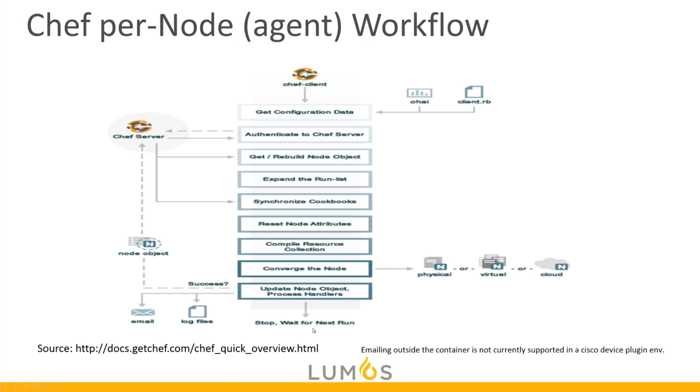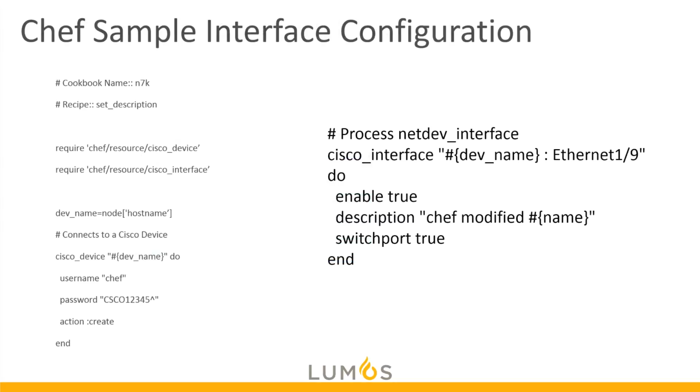or take and apply this information and then update the node object, the process handlers, and stop and then wait for the next run where reporting is run, and essentially success or fault management, where we find out, was there a success, store that to the log file, send out emails, and make sure that everything is in compliance unless it needs to be run again. Now currently in the Cisco device plugin, email is not able to be sent outside the container, so support is coming for that.